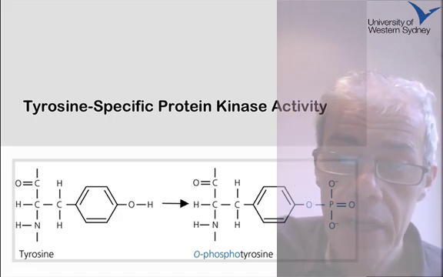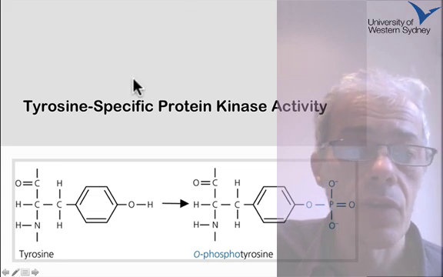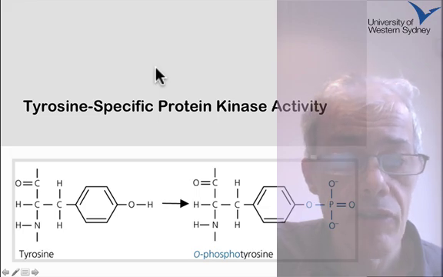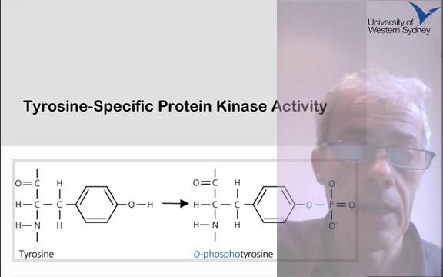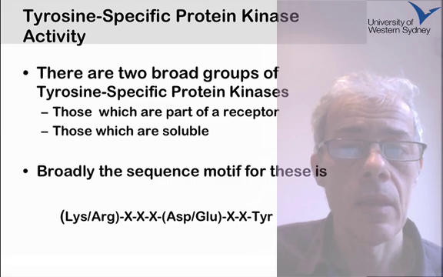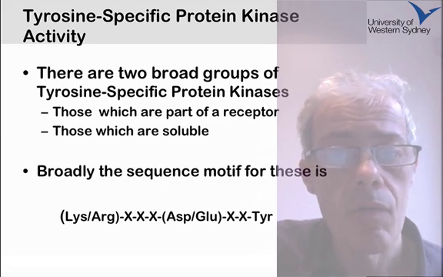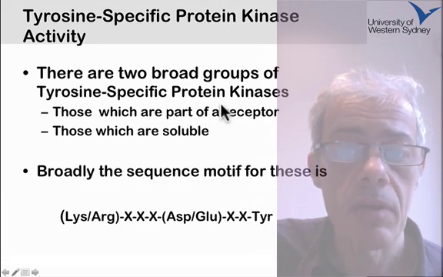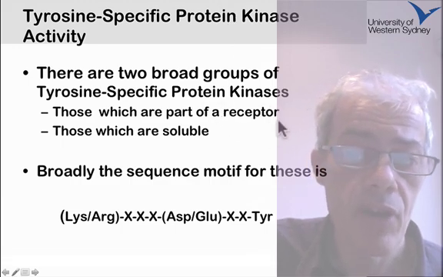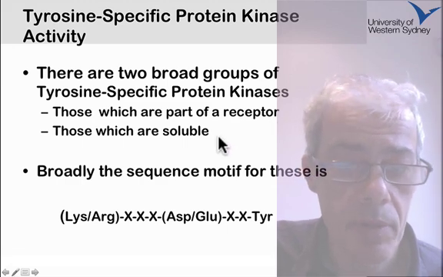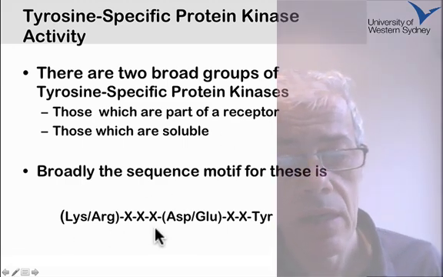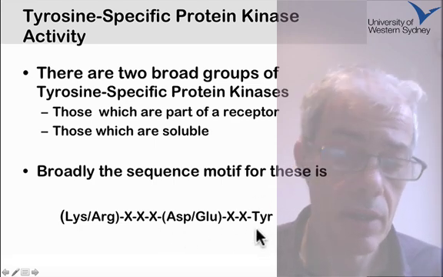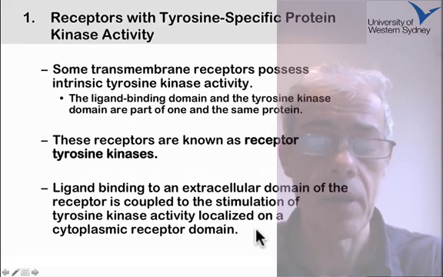So if you recall, earlier I said there were 2 broad classes of kinases. There were the serine threonine kinases, and there's also the tyrosine specific protein kinases. Now we're going to have a quick look at these tyrosine specific protein kinases. Now, there are 2 broad classes of tyrosine kinases. There are those which are part of a receptor and which are membrane bound, and there are those which are soluble. Okay, this is just showing the motif on a target protein that contains a tyrosine residue that can be phosphorylated by these tyrosine kinases.